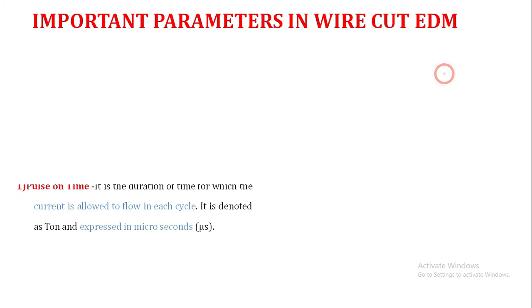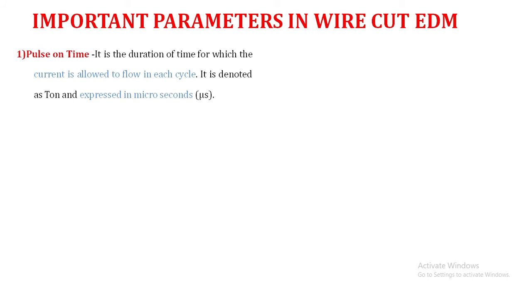Next, important parameters in the wire cut EDM process. The first one is pulse on time. That is a very important parameter of a wire EDM process. Here, current is allowed to flow in each cycle and it is measured in microseconds. So it is the time duration which is required for machining. That is the pulse on time.